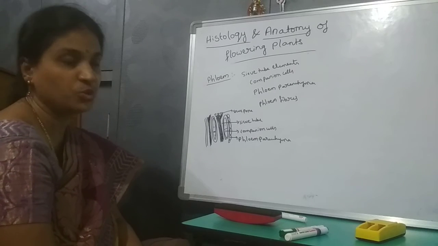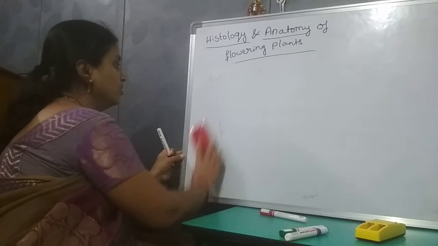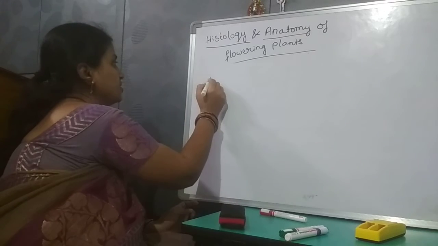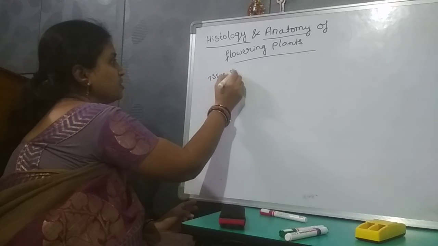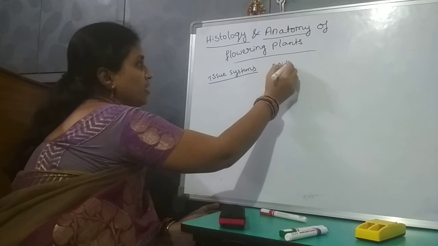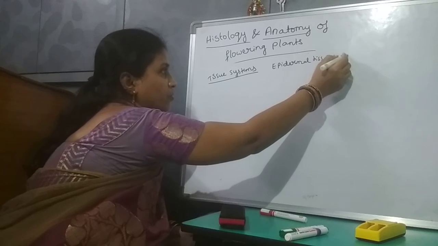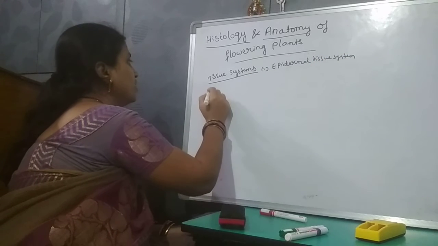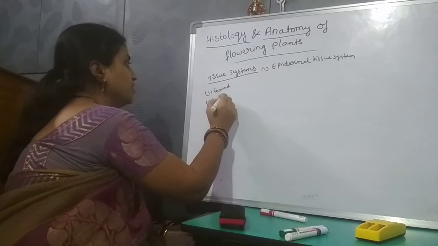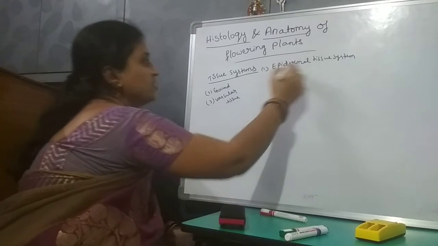Coming on to the tissue systems: epidermal tissue system, ground tissue system, and vascular tissue system. First, we'll study the epidermal tissue system. First one is the epidermal, second one is the ground tissue system, third one is the vascular tissue system.